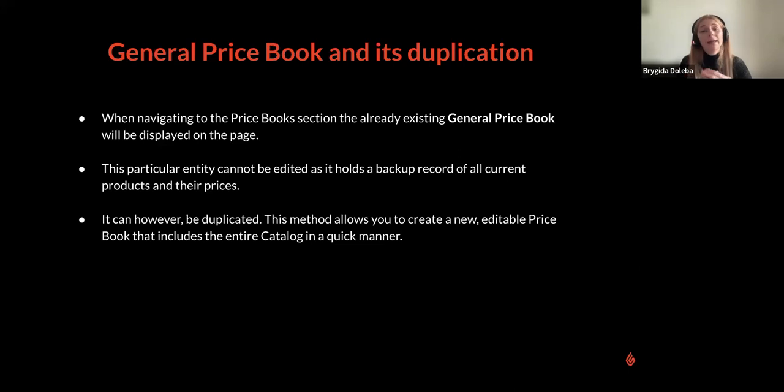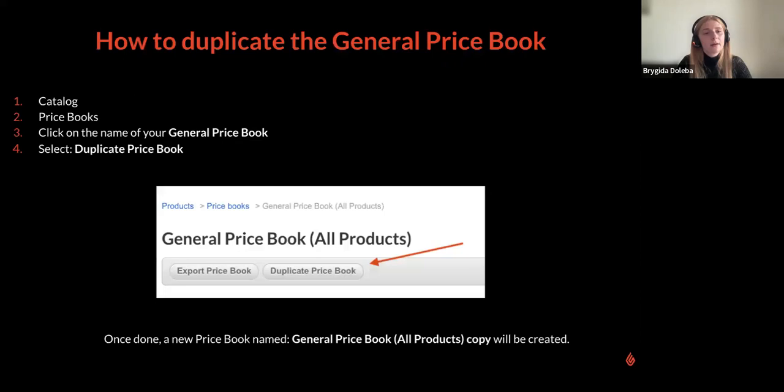The reason it can't be edited is because it holds a copy of all the current products and their pricing within your catalog page. The duplication method, though, allows you to create a new editable price book that includes your entire catalog. So you don't need to work on adding them manually in the price book or having to import them separately. You can just duplicate the general price book and all products will be within it. So let me show you a few steps on how to do that.